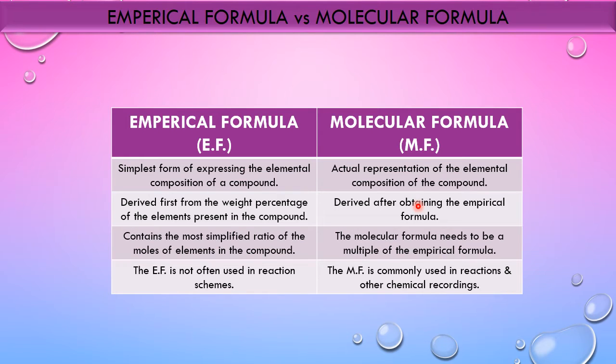It only gives the skeletal of the given compound, that is, which all elements are present, but the actual formula we can derive from the molecular formula. Now the molecular formula is derived with respect to the empirical formula. And molecular formula is commonly used in reactions and other chemical recordings. Now this will be clear as we will be solving a few numericals to understand the basic difference between empirical formula and molecular formula.